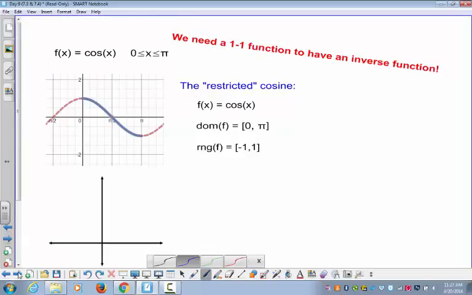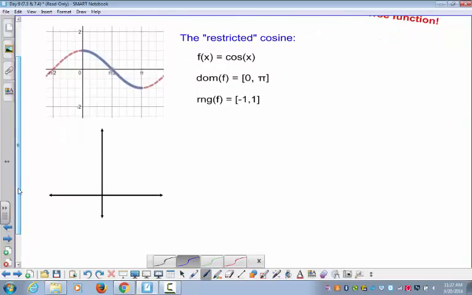Restricted cosine. Cosine, same thing. It's not 1 to 1, right? It's constantly repeating. So we restrict it. We say, hey, if we go 0 to pi, that piece of it is 1 to 1. That passes the horizontal line test. So that piece will have an inverse.